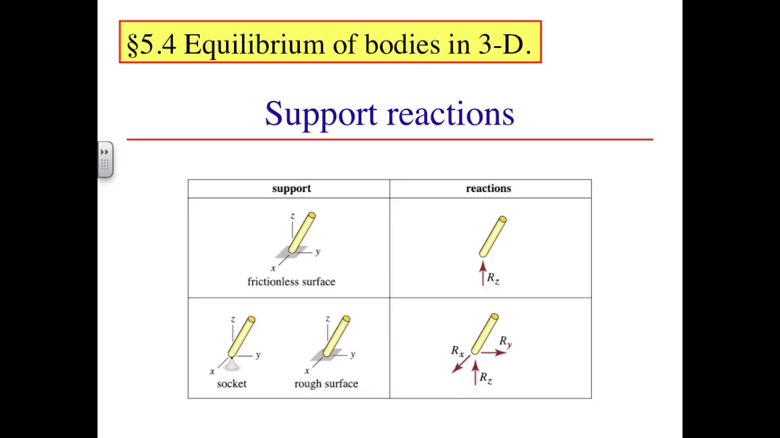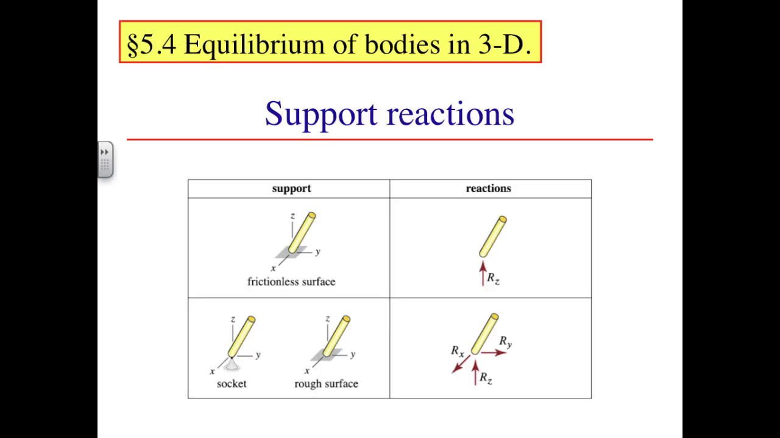If we have a frictionless surface, translation is not impeded in the plane of the surface, and there is just a single reaction force normal to the surface. A ball and socket joint permits all rotations, but does not allow the ball to move through the socket, so all translations are prevented. For this reason, we have three reaction force components.